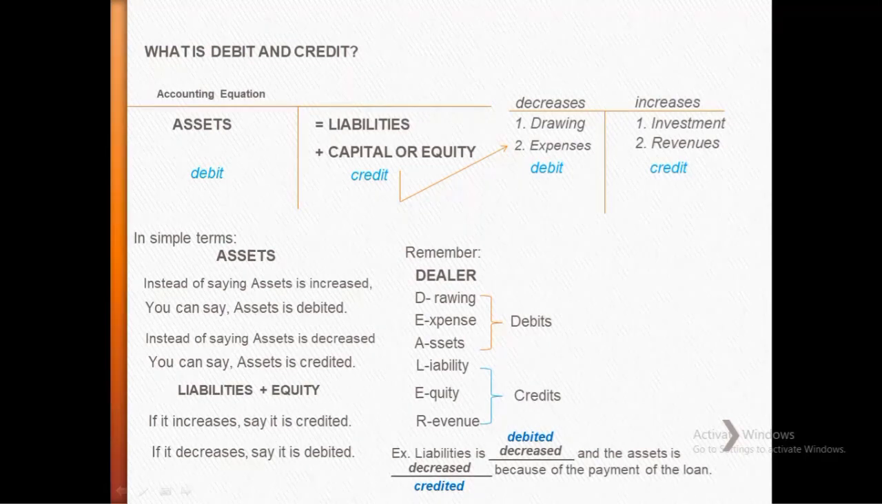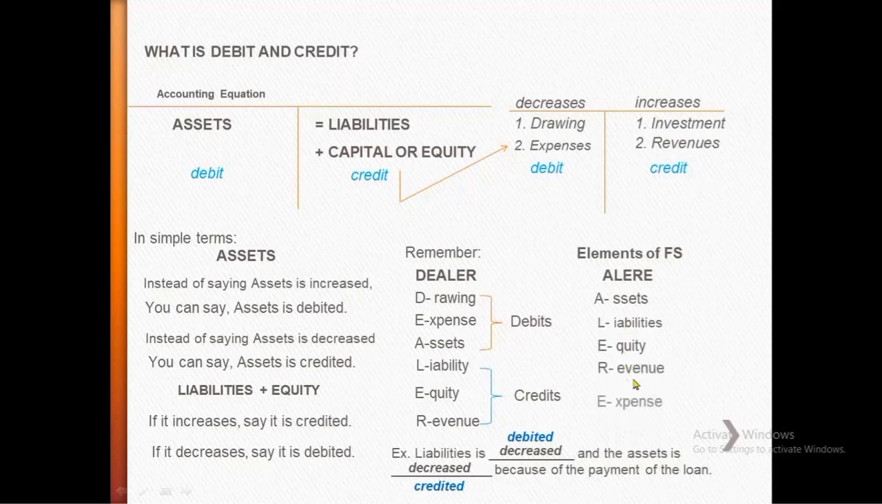But before we end this slide, I will introduce you to the elements of the financial statements, which is the acronym ALERE. A stands for assets, L stands for liabilities, E stands for equity, R stands for revenue, and E is for the expenses. As you observe, withdrawal is not here, as well as the investment from the owners. It is because they are still under the capital account.